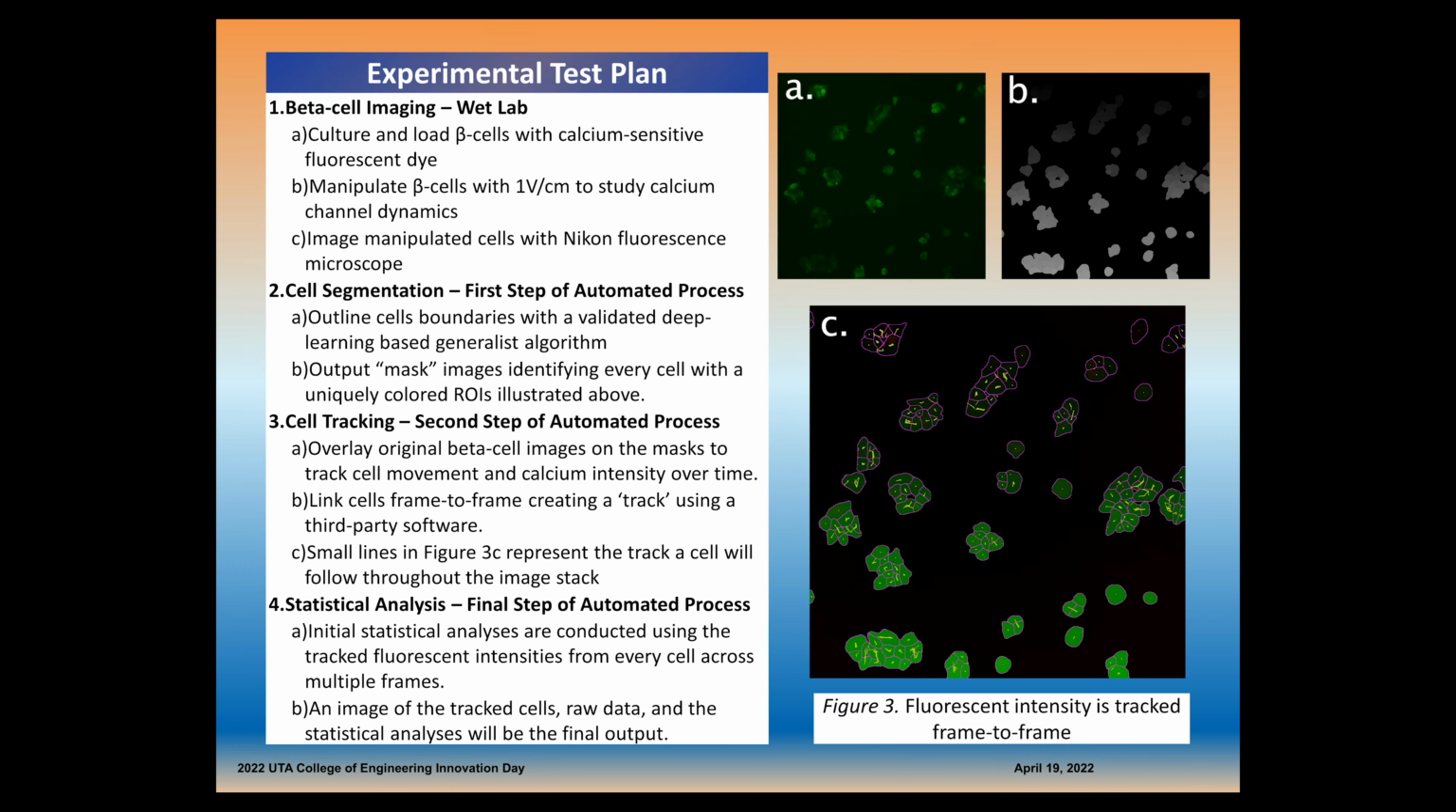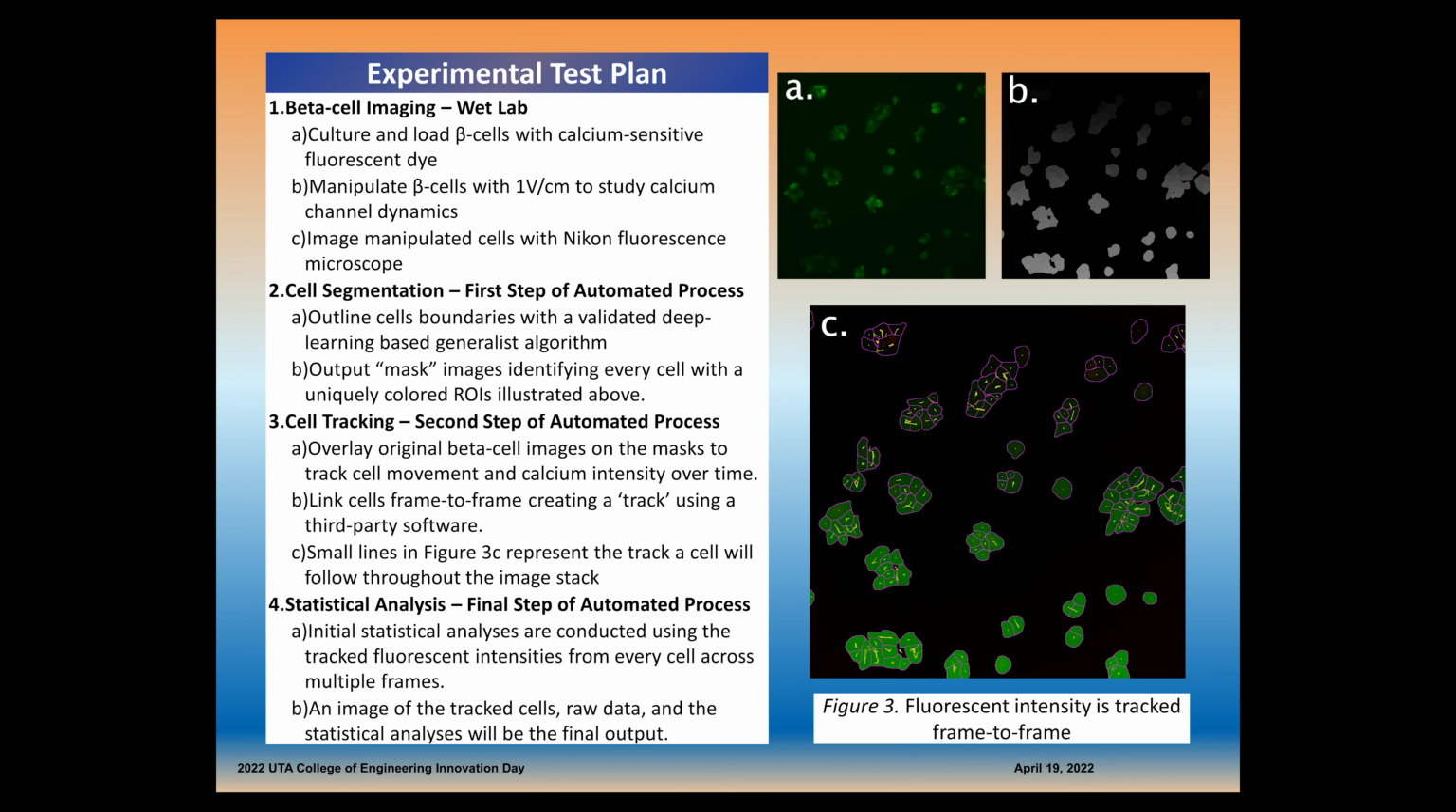Our first step is to obtain beta cell images. The cells are cultured, loaded with the necessary fluorescent dyes, and manipulated, typically by the introduction of a drug or an electrical current. Our test image set has cells that are introduced to a 1 volt per centimeter current to study the effect of electricity on calcium channels. Next, we load our images into the automated script.